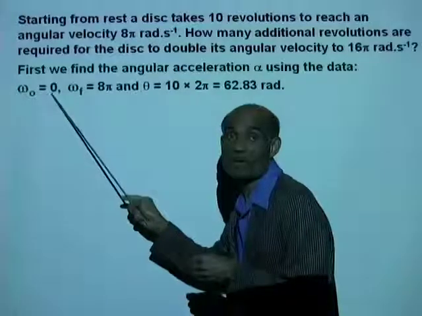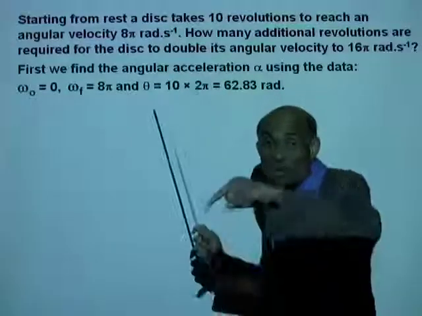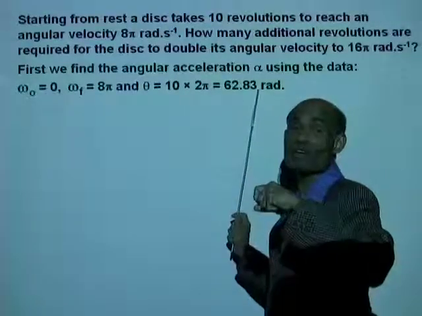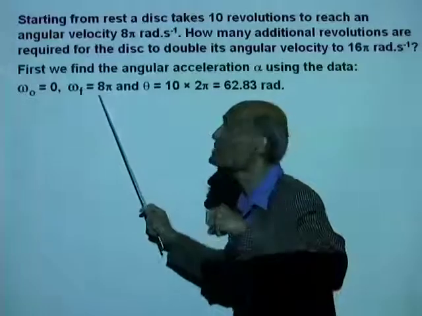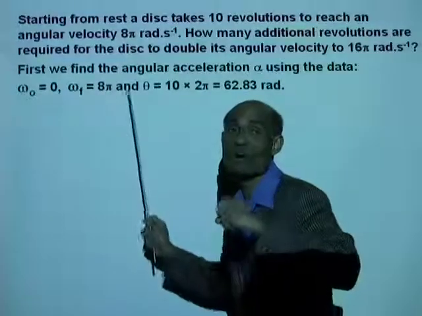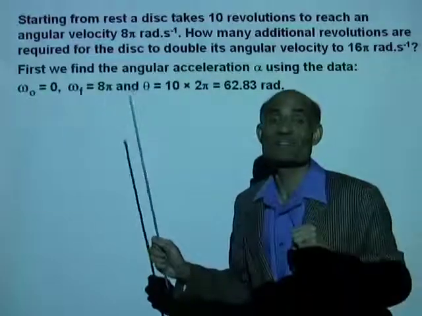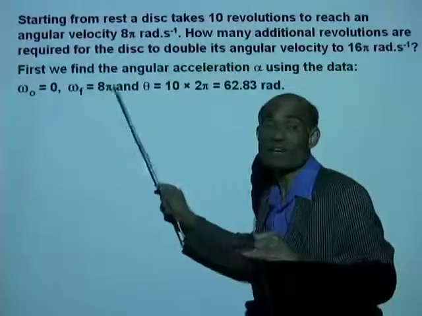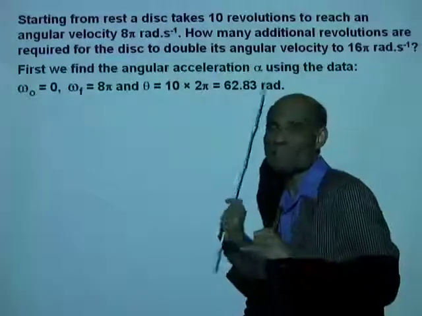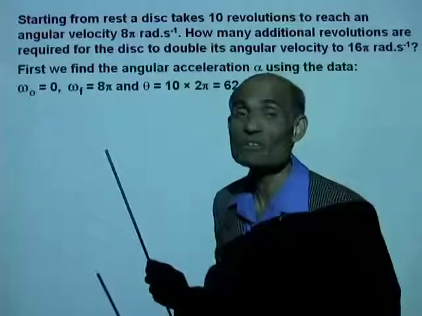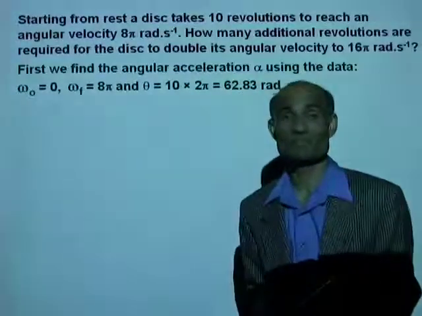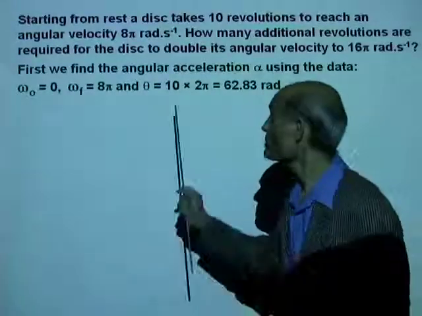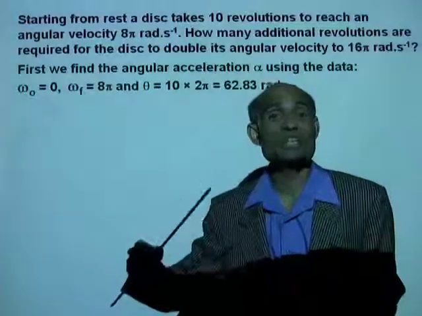So look at that data once again. A disk starts from rest and, in rotating through an angular displacement of 62.83 radian, it attains a final angular velocity of 8 pi radians per second. So we have the initial angular velocity, final angular velocity, and the angular displacement. Can you use these values to find the angular acceleration? What is the equation you will use for that? Remember, the equation you will be using is the one that does not contain time.